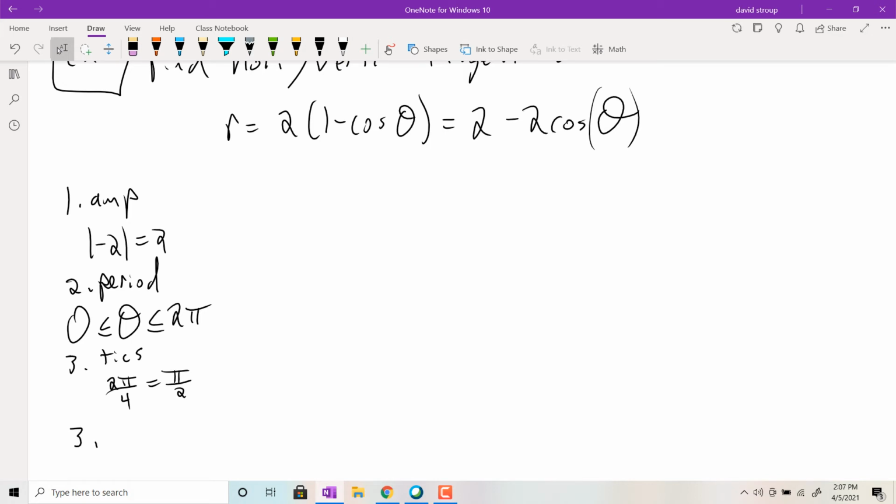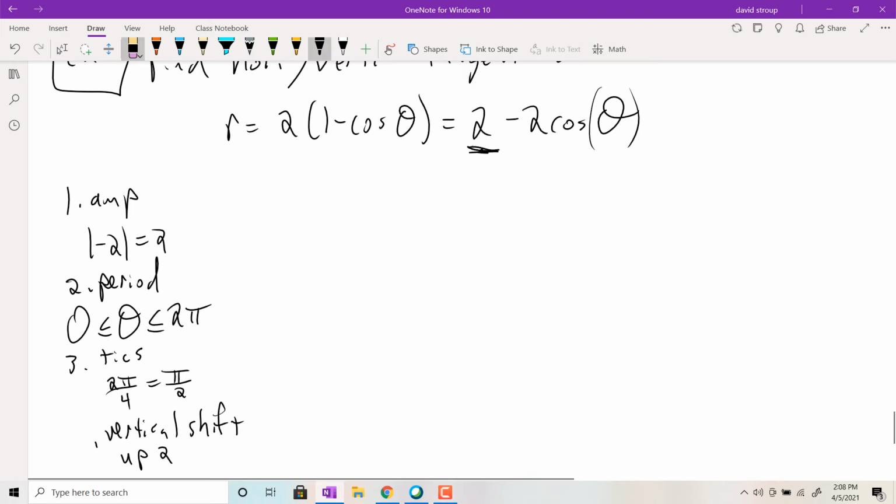One thing to note here, there is a vertical shift because of this value 2 here. It's going to be going up by 2. And then on top of that, there was this negative right here in front of the 2 cosine theta. What will that do? That will do a rotation. Okay, so this is like step 4. There is a vertical shift, but you have to rotate before you can get the vertical shift. So step maybe 3a, there's an x-axis rotation.